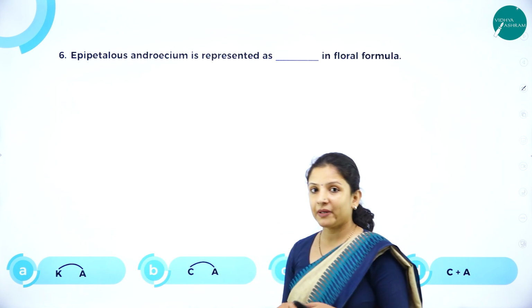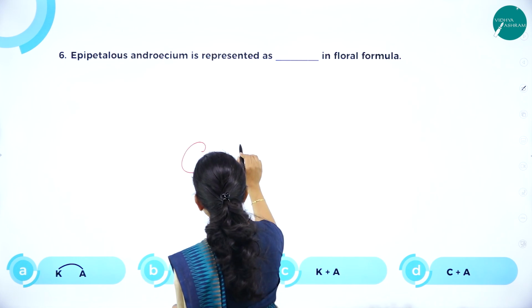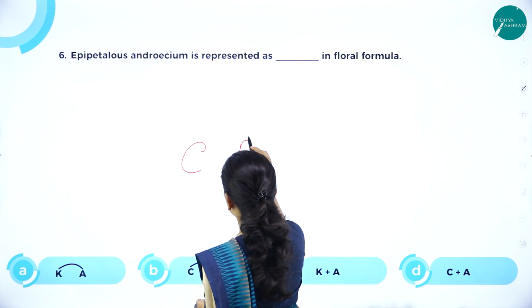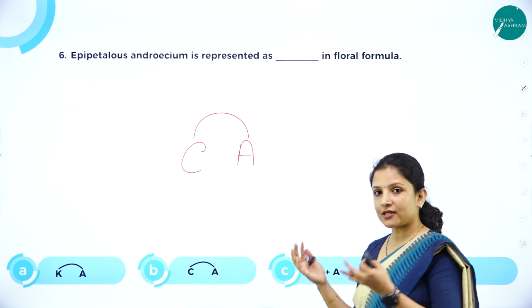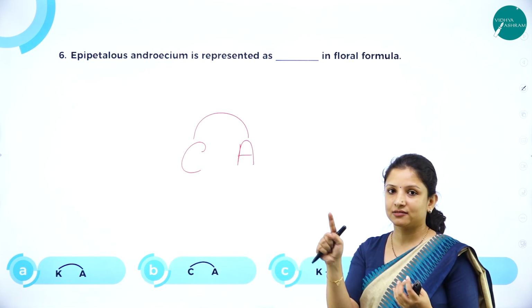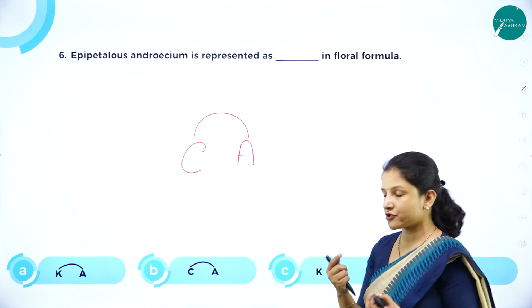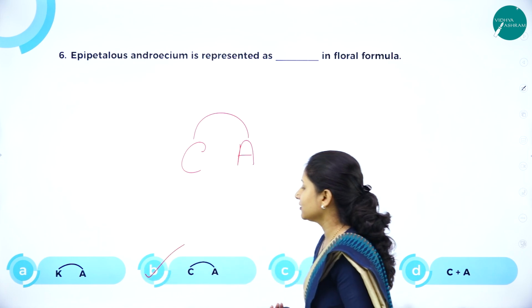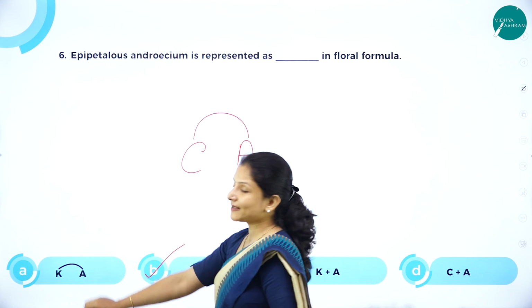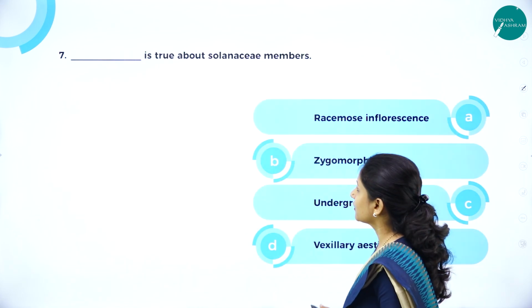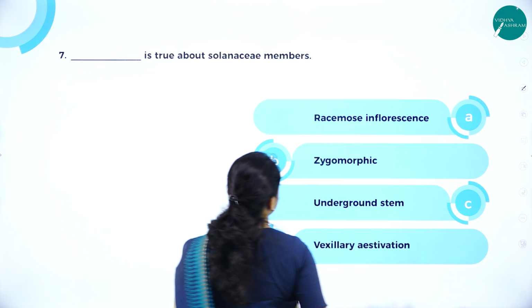Next, epipetalous androecium is represented as dash in the floral formula. What does epipetalous mean? The androecium is attached, or the stamens are attached, to the corolla like this, right? The word petalous itself is there. Petal means corolla, so it is attached to the corolla. So option B is the right answer here. This other one is not the answer because this K stands for calyx.